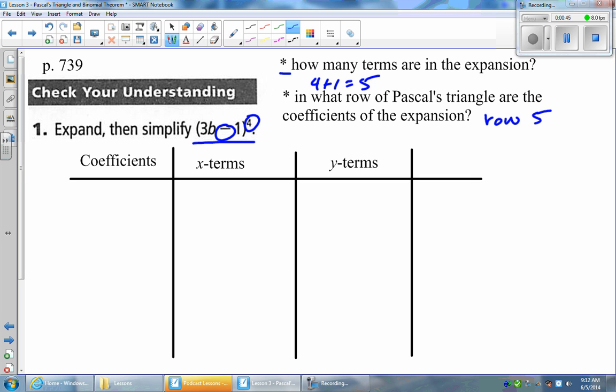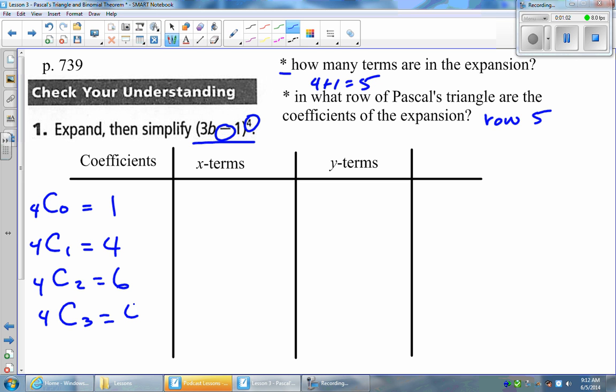Now, here's my table method here. I want to start with the coefficients. So since we're looking at row 5 here, the first term is going to be 4 choose 0, which is just 1. 4 choose 1 is the next entry, which is 4. 4 choose 2, which is 6. 4 choose 3, which is 4, and finally 4 choose 4, which gives you exactly 1. All right, so that takes care of the coefficients.